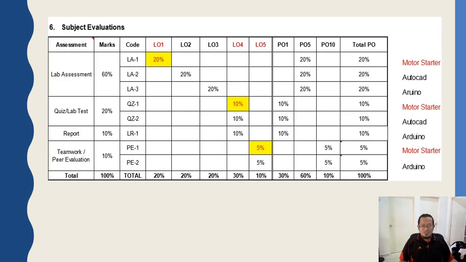The evaluations for this subject are as follows. You can see this red and yellow color here. You are going to have a lab assessment, of which the motor starter will cover about 20% of the entire 60%. Then there will also be an individual quiz and lab test, and we also need to evaluate teamwork or peer evaluation. I'll discuss later how you are going to be assessed on these 3 elements.